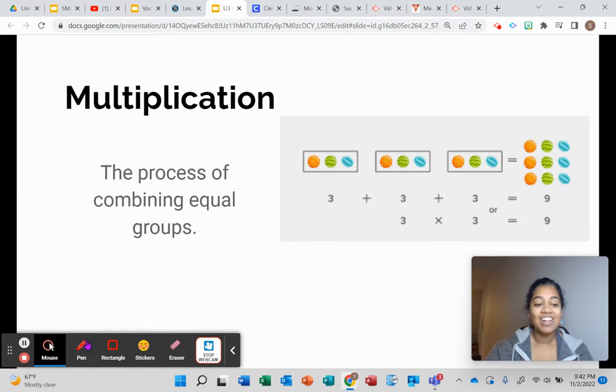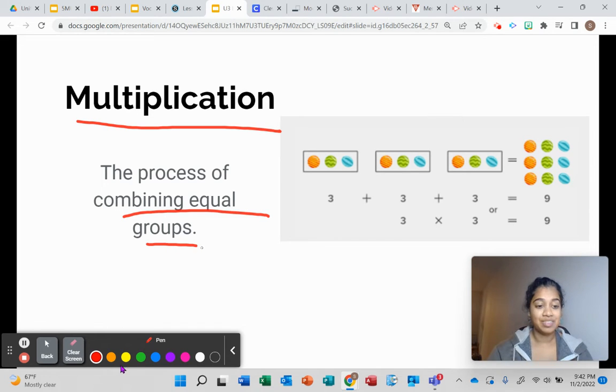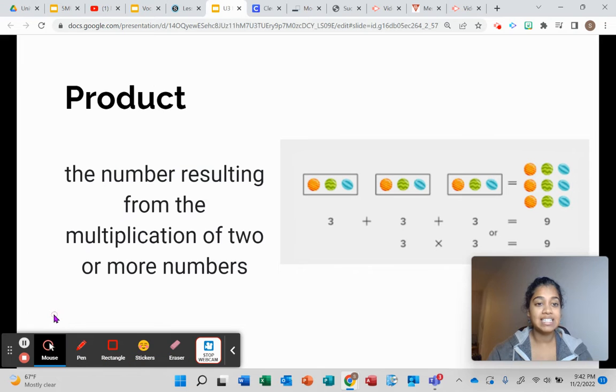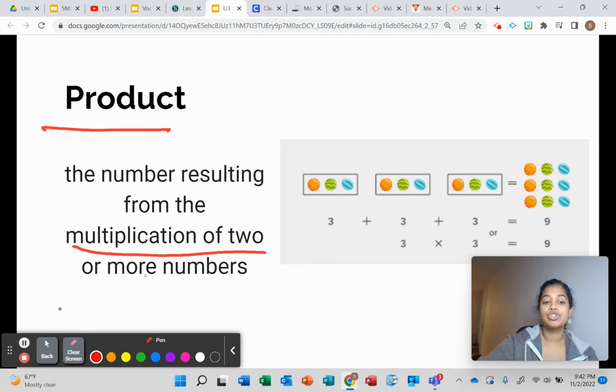Okay, now let's go into what is multiplication. So multiplication, again, is the process of combining equal groups. All right, and then last but not least is the product. So the product is the number resulting from the multiplication of two or more numbers. It's the answer to a multiplication problem.